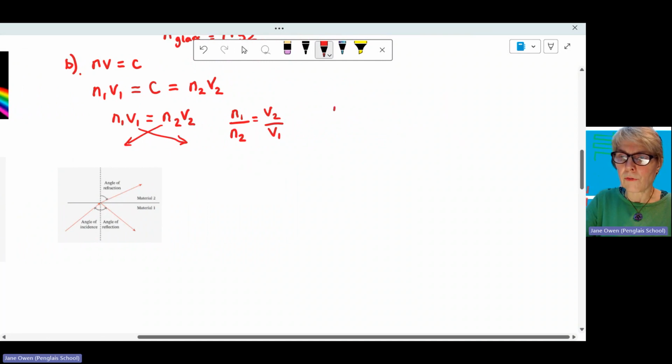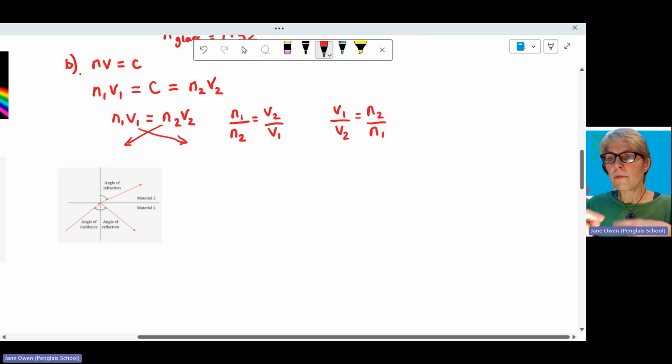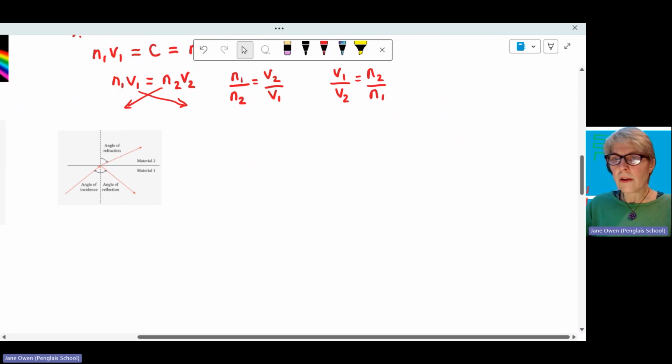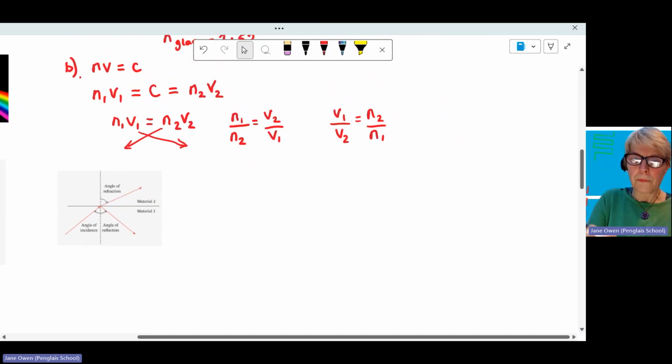We can express it as V1 over V2 equals N2 over N1. Basically, the ratio of the speeds of light in the two different mediums is equal to the inverse ratio of the refractive index of the two mediums. Okay, right, and this is known as Snell's law.